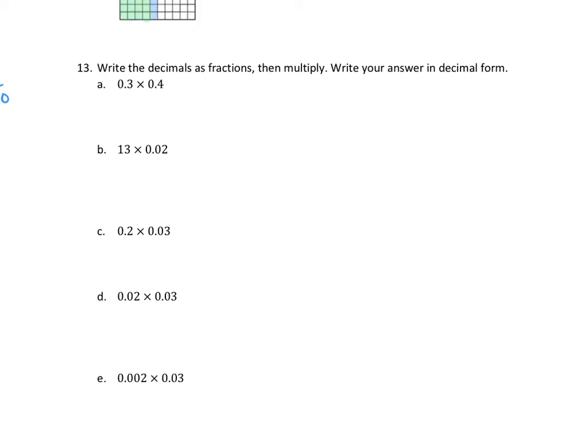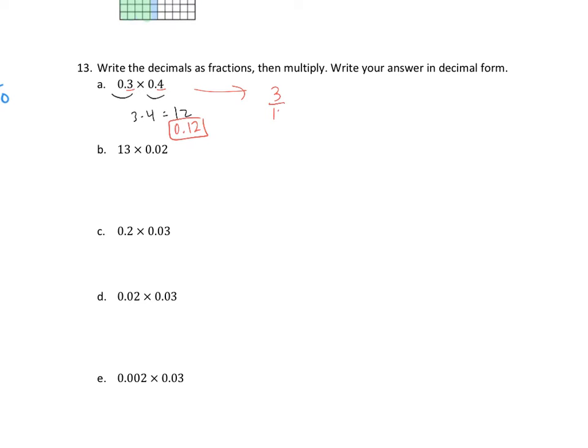For number 13, it wants us to write the decimals as fractions and multiply. And again, this is really getting you to see the pattern of how we have been multiplying decimals. So you might say, oh, well, I know if I multiply 0.3 times 0.4, really that's just 3 times 4, which is 12. And then there's one decimal place, so 2 decimal places. So really it's 12/100ths. So let's see why, again, that happens.